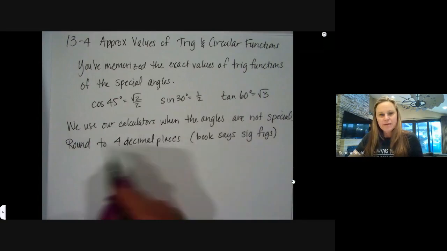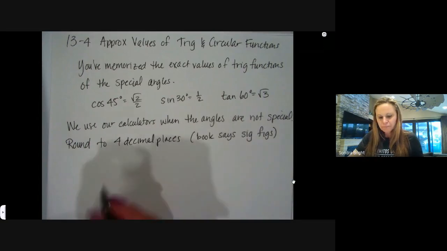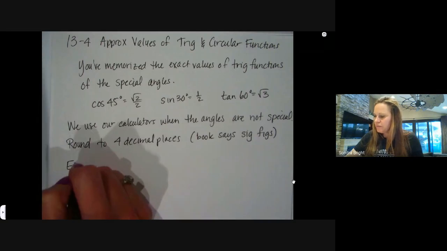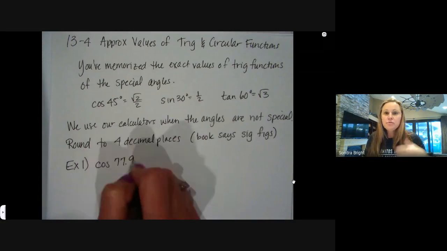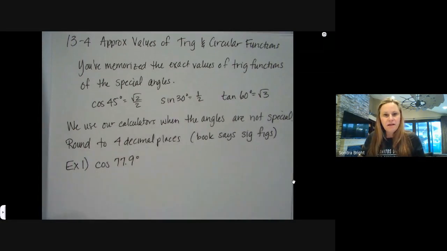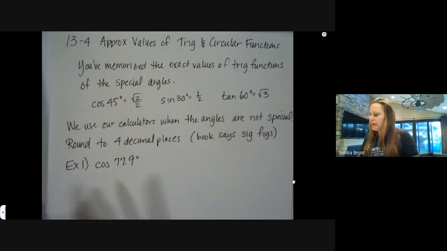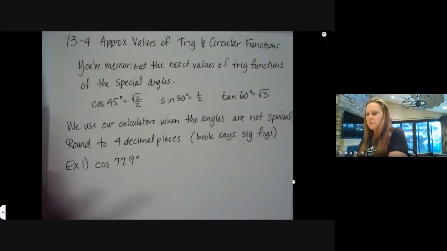All right, let's do an example. I can ask you what the cosine of 77.9 degrees is. And you don't know, like that is definitely not a special angle, right? It's not 30 or 45 and all of that. So you have to use your calculator.